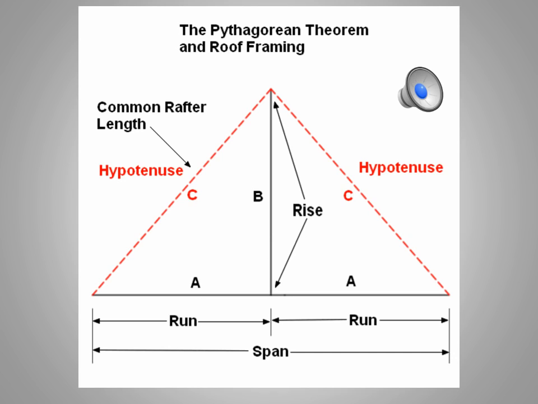This is a diagram of a gable roof. You can see the span measuring from outside to outside, from exterior wall to exterior wall. The run is half the span, the rise is the vertical distance that the roof will rise over the run, and then the diagonal that goes across the two would be the hypotenuse of the right triangle, and that is the length of the common rafter. So we have run, rise, and common rafter length. So that's our right-angle triangle.